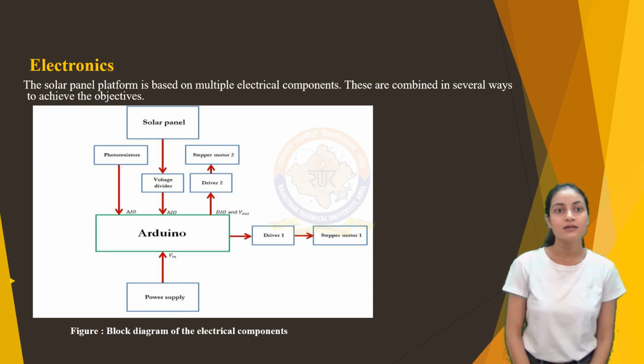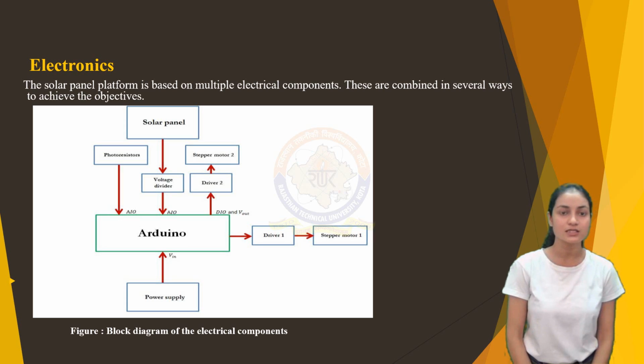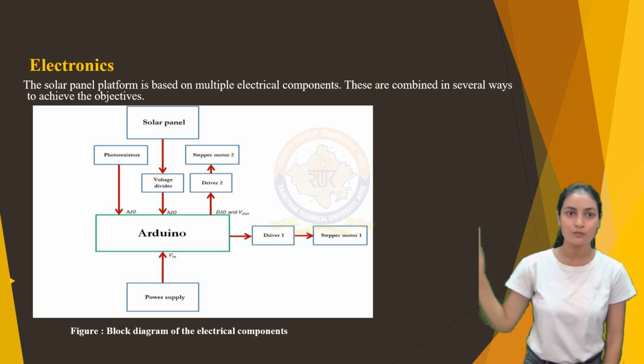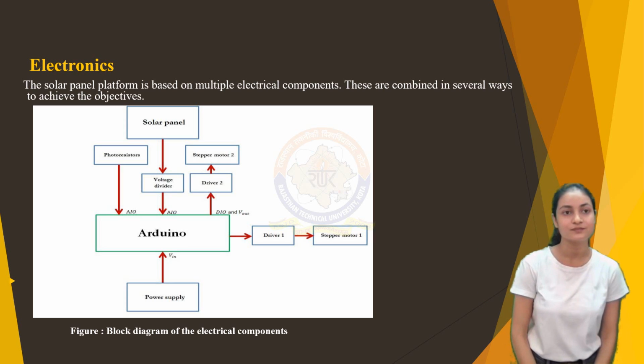Then the solar panel platform is based on multiple electrical components. These are combined in several ways to achieve the objectives. A block diagram of these components and how they are connected is shown in the figure.